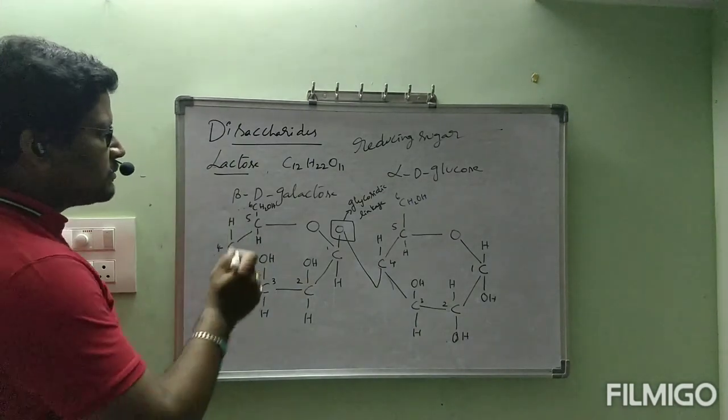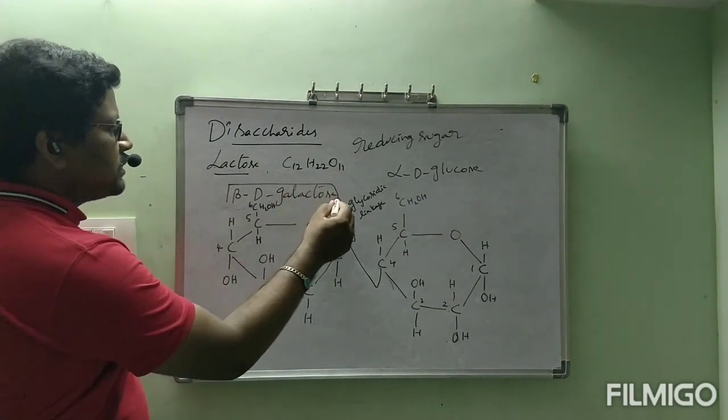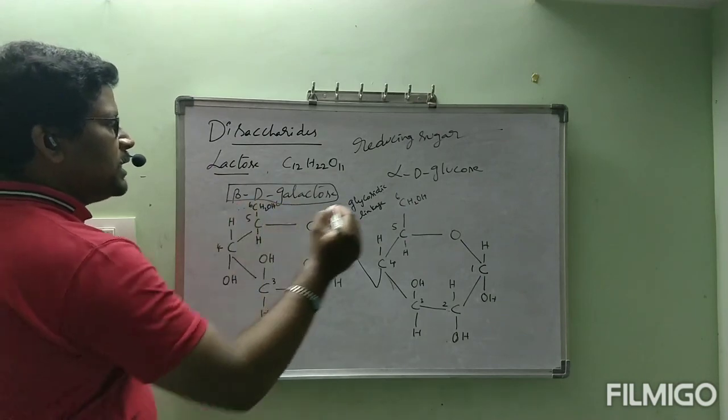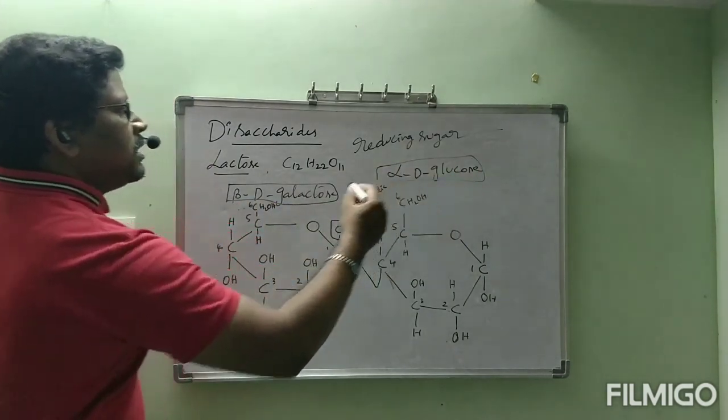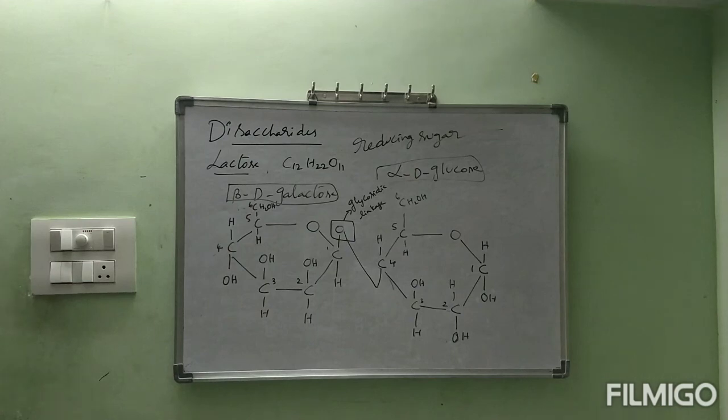Lactose, what are the monomers? Beta D galactose and alpha D glucose. This is about disaccharides. By today's class, we have completed disaccharides. Okay, next we will directly enter the polysaccharides. These many explanations are not there. Simply we will draw the polysaccharides. Three or four polysaccharides we are going to do, but structures only we will learn. Simple, like this only. Very easy. So in the next class we will see the polysaccharides.